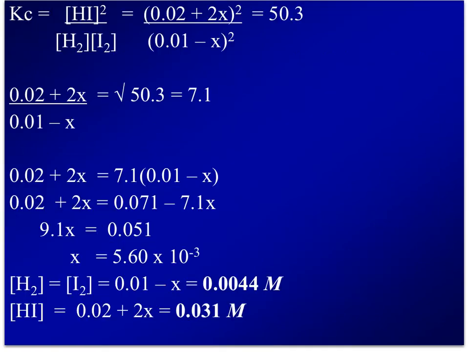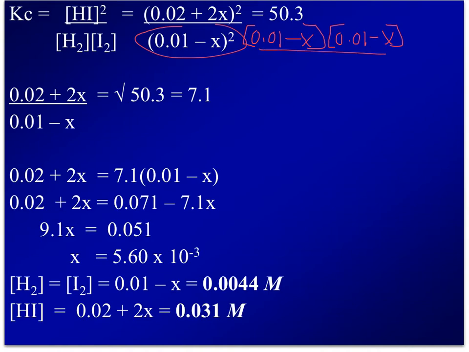Okay, so let's plug it into our equilibrium expression, which is HI squared divided by H2 times I2. Okay, remember we determined that the final for HI was 0.02 plus 2x. Well, we need to go ahead and square that. Okay, so let me just show you. The bottom one is 0.01 minus x, that's H2, and 0.01 minus x, which is I2. Well, those two things would just be that number squared. So you can write it like this, or you can put them squared.